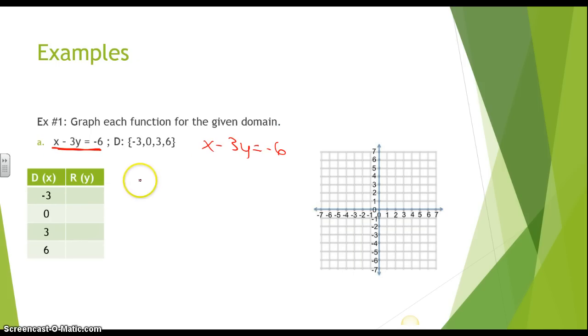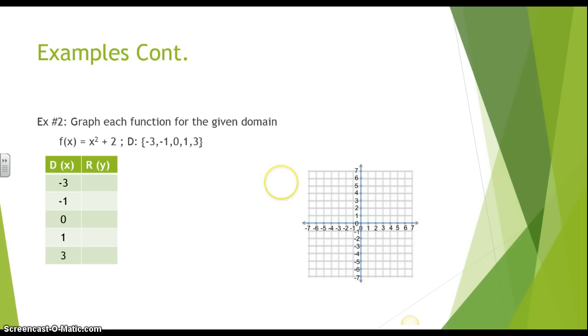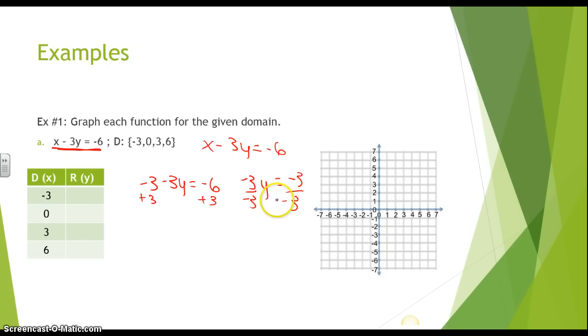We have x is negative 3, so we have negative 3 minus 3y equals negative 6. We need to get y by itself. So take care of the value that stands alone, this minus 3, first. So I'd add 3 to each side. So I have negative 3y equals negative 3. Divide negative 3 to each side. Negative 3 divided by negative 3 is going to give me 1. So I solve y equals 1 for the first one.